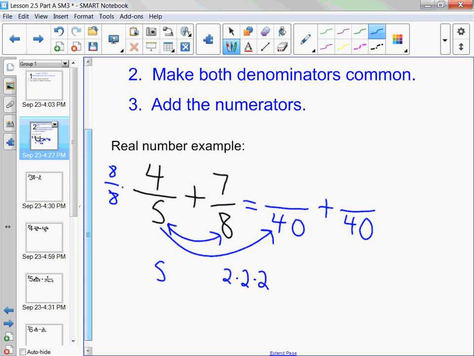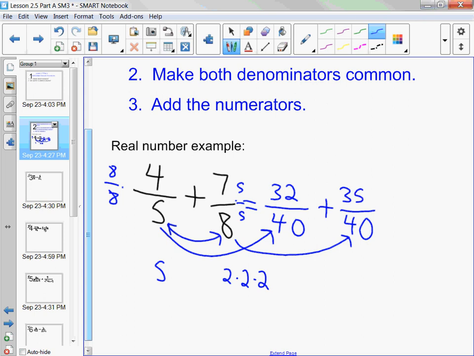8 times 4 is 32. What did I times the 8 by to get 40? Well, I times it by 5. So we times the top and bottom of this one by 5. 7 times 5 is 35. And we already have the 40 on the bottom.